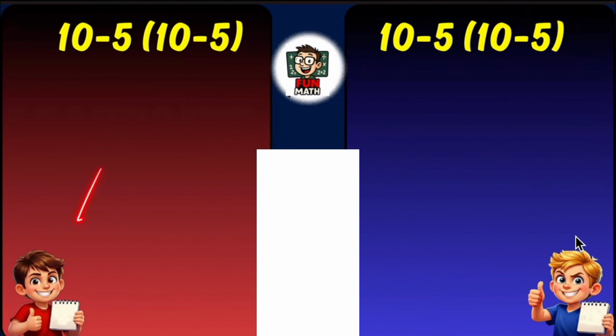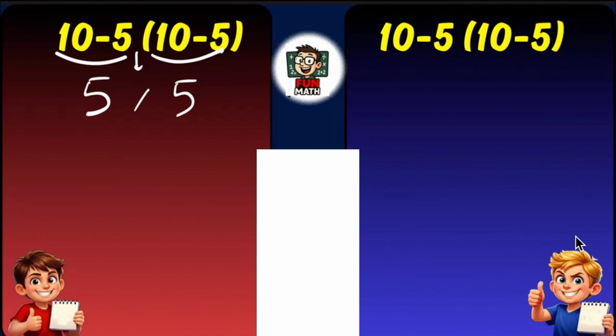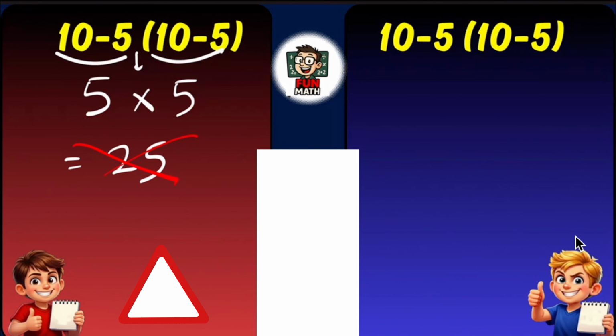Let's start with the first solution. First, subtraction. 10 minus 5 equals 5. Parenthesis, 10 minus 5 equals 5. There is hidden multiplication. 5 times 5 equals 25. If you solve the problem this way, you made a mistake.